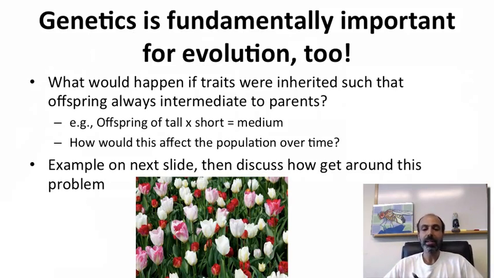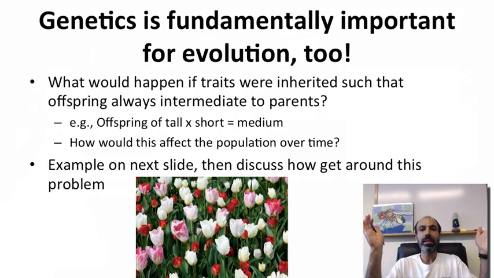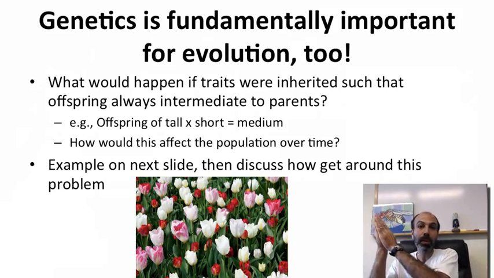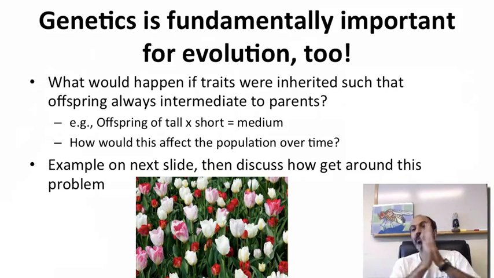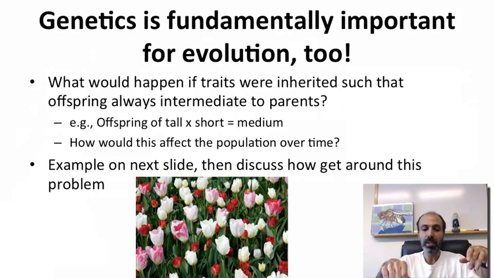Imagine that you had some tall individuals in a population and some short individuals in a population. And let's say that offspring were always intermediate to the two parents. So if you have a tall parent, let's say a 6 foot tall mom and a 5 foot tall dad, would you be 5'6"? Would you be exactly in the middle? Well, let's hypothesize that that was true for a minute. Or as in this picture right here, let's imagine that white flowers and red flowers gave rise to pink flowers.